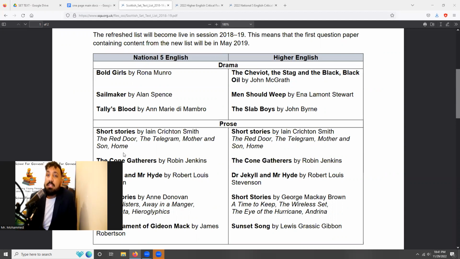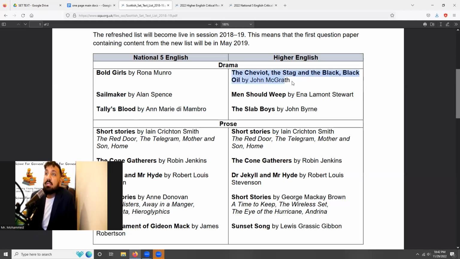So in terms of the dramas that you can study, at National 5, you can have Bold Girls by Rona Munro, Sailmaker by Alan Spence. Sailmaker is extremely popular. If you haven't yet been told what you're going to study, it's likely that if you're at Nat5, you will study Sailmaker. It's extremely popular because it's quite short and it's quite easy to understand. And then Tally's Blood by Anne Marie di Mambro. In the three different schools that I've taught at, I've never seen this one be taught. I have seen Sailmaker taught many times.